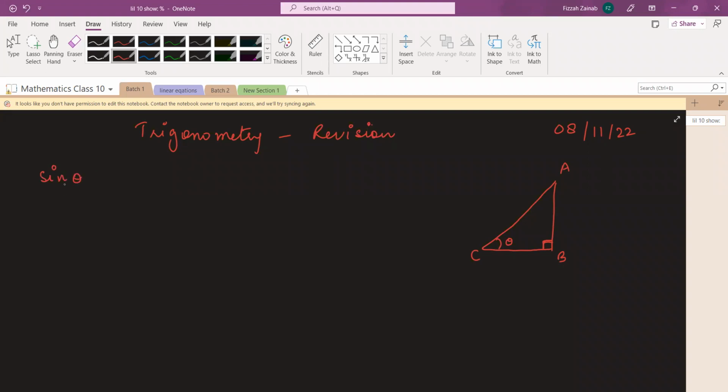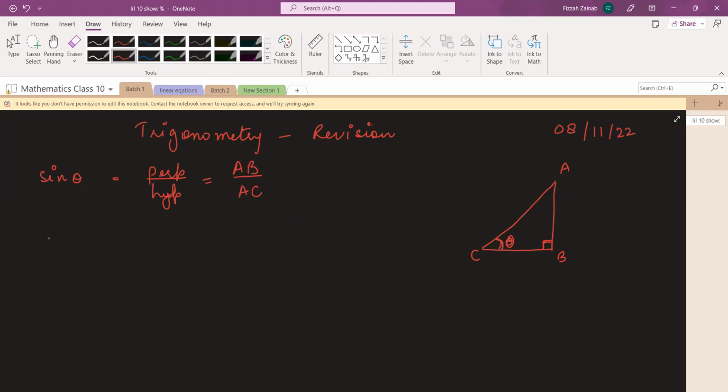One is sine theta. In short, I'm writing sine theta, right? That is perpendicular upon hypotenuse. So perpendicular means, because I'm taking this angle theta, the side which is opposite to this angle, that is AB, correct? Upon hypotenuse will be AC. So this is sine theta.